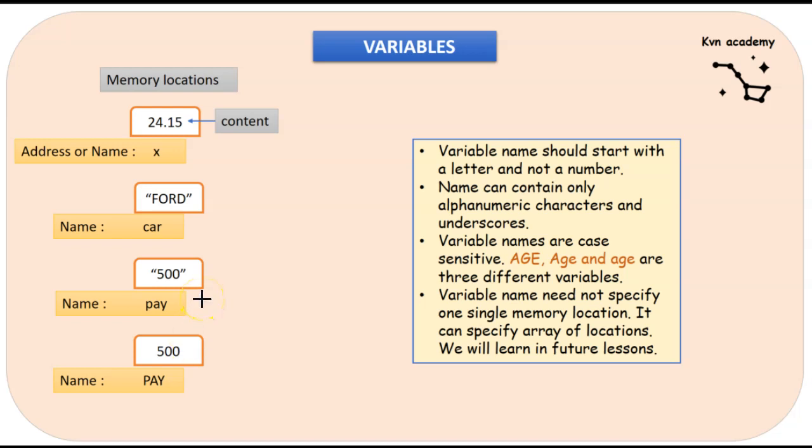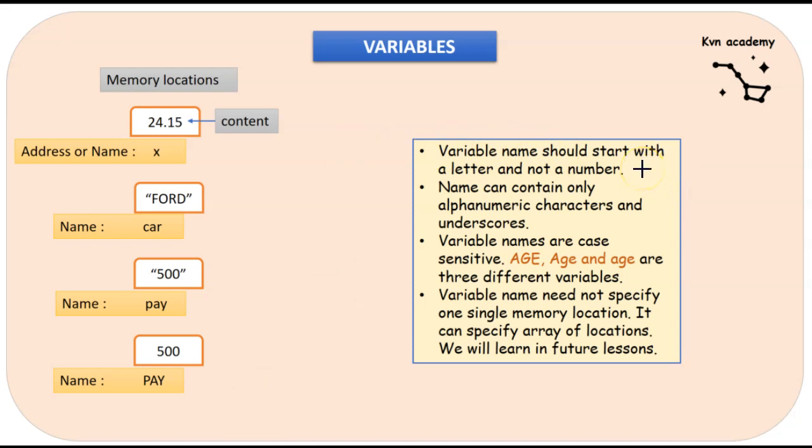Another point we should note: even though these two pay variables have the same spelling, they do not indicate the same memory location or the same variable. They indicate two different variables, two different locations, because one is written in small letters, another is written in capital letters. So that is one of the rules in the Python language. We will see other rules in the Python language.